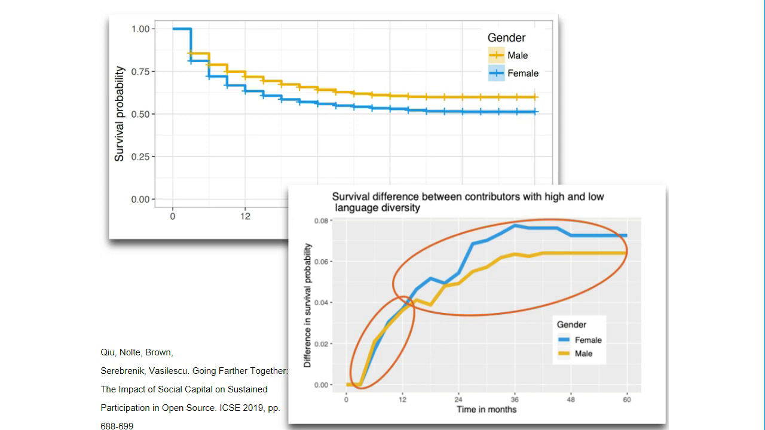I'm not going to dive into how exactly this worked through this lens of social capital. But essentially what I would like you to remember is that being involved in this kind of multilingual project is beneficial for contributors of every gender, and after 12 months, this becomes more beneficial for women than for men. And of course, there is more we can be talking about.